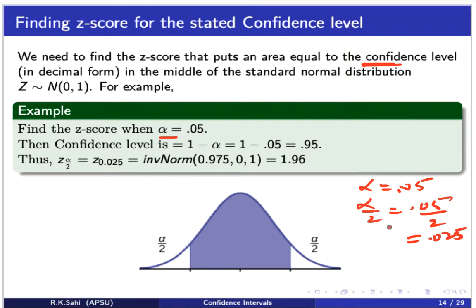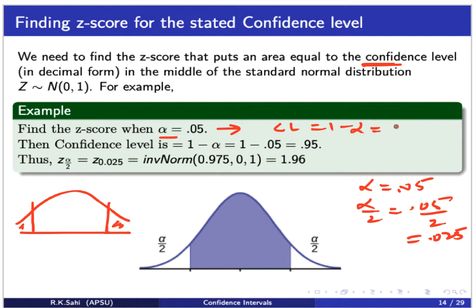What we do is draw the standard normal curve, and then take alpha by 2 on either side, and in the middle is the confidence. So remember, alpha is there. What is the confidence level? 1 minus alpha, which is 1 minus 0.05, that is 0.95. This whole part is 0.95. This part is alpha by 2, and this part is alpha by 2. Together they make 0.05.